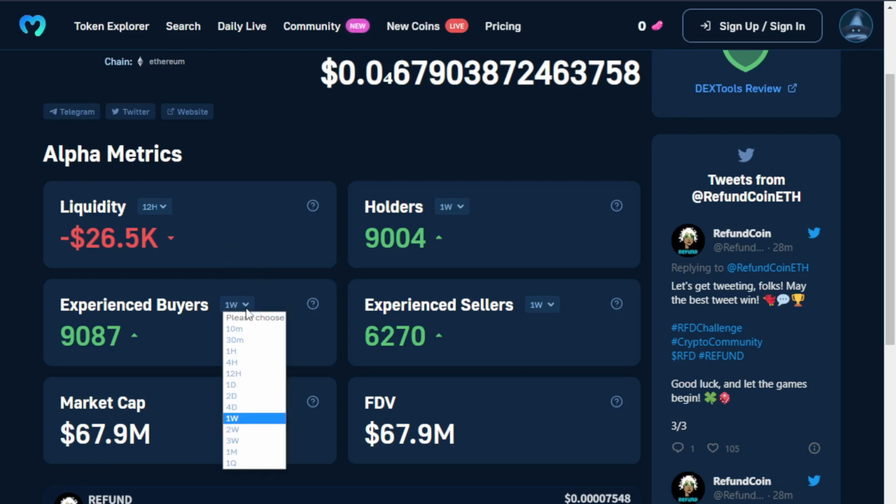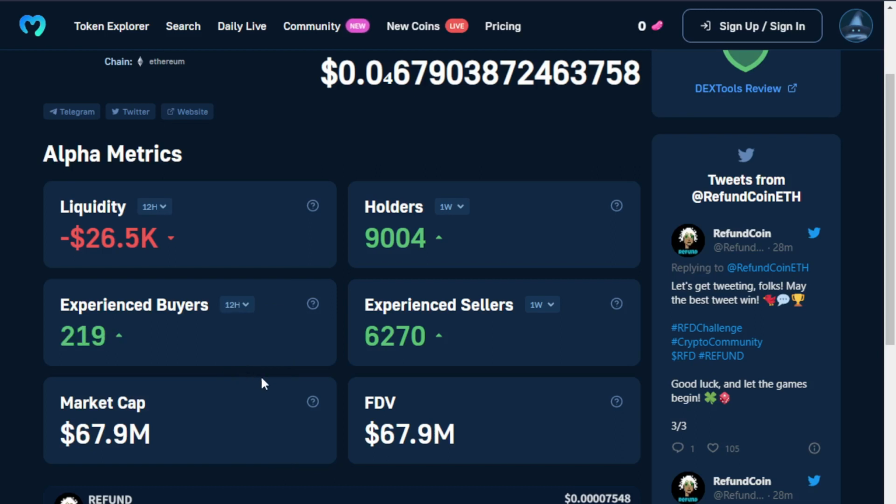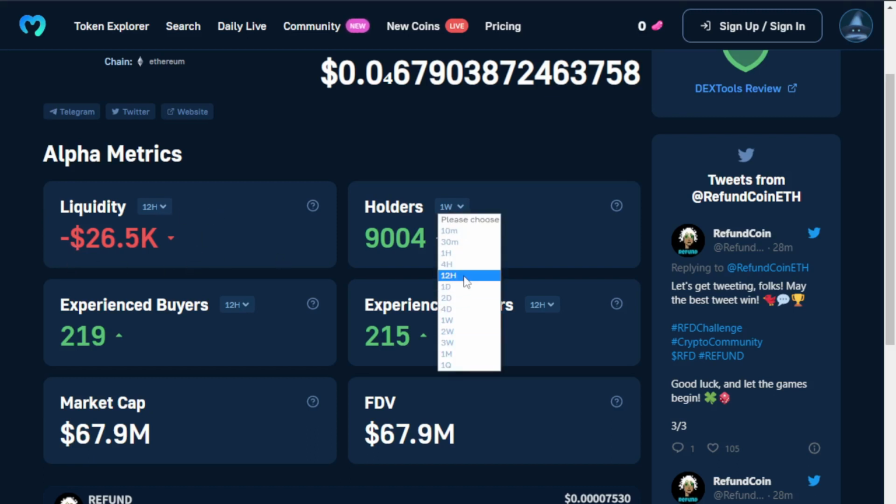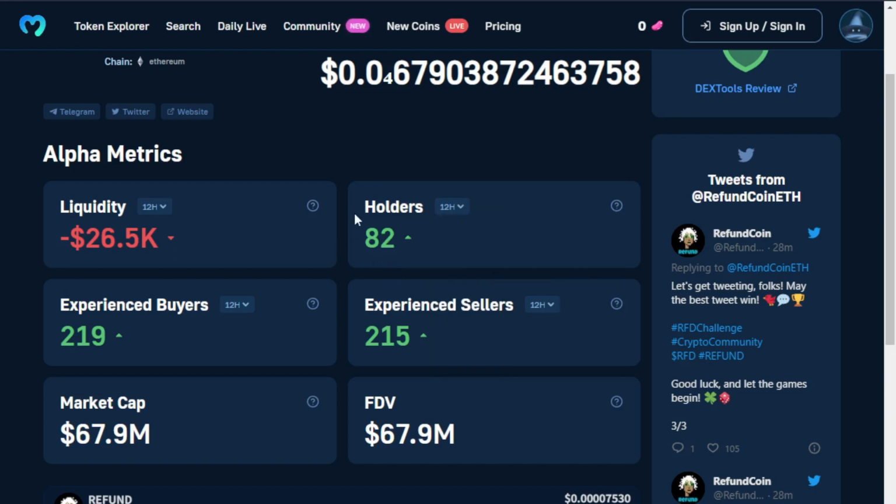Let's take a look at what's happening on the 12-hour time frame in terms of buyers. We actually have an increase in buyers. And how about sellers? Less sellers than buyers, yet liquidity is decreasing. Curious. Finally, how do holders look? Well, that's also up. So what does this tell us?